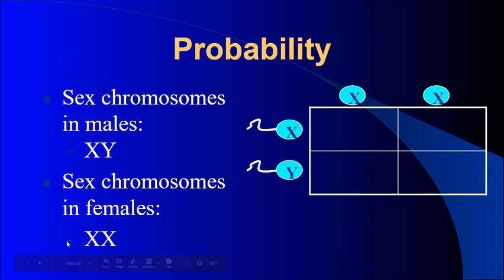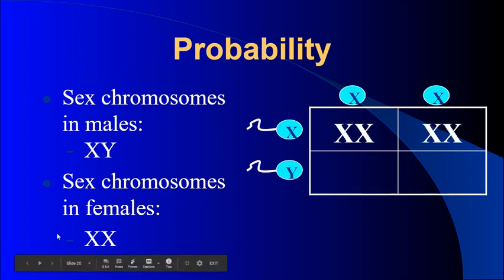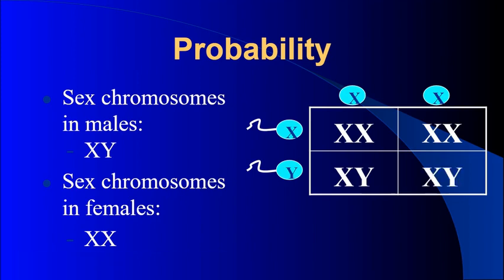So if we fill in the boxes of the Punnett square, we see what results we can have. And there's a 50% probability that we'll get a girl, and there's a 50% probability that we'll get a boy.